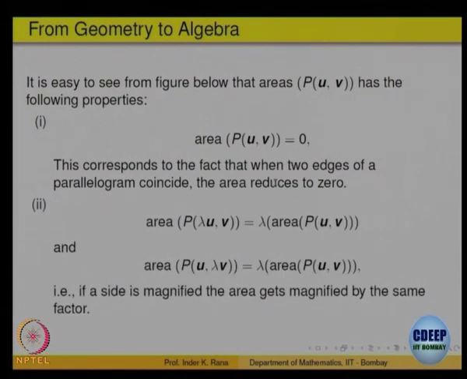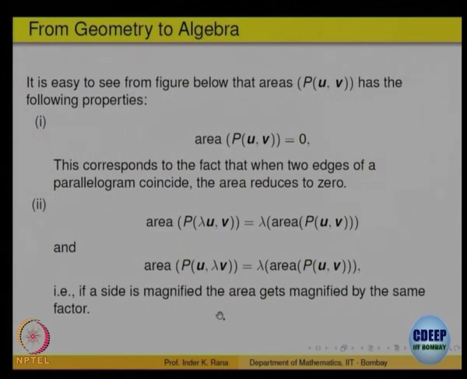The second important property is that if you scale one of the vectors, either U or V, multiplied by a scalar lambda, so you stretch U by lambda, then the area also gets stretched by the same factor. So, algebraically we can say that the area P(lambda U, V) is lambda times the area P(U,V), and similarly for the other variable: if you stretch V by lambda, then the area again gets stretched by lambda. So, the scalar comes out, that is the second property.